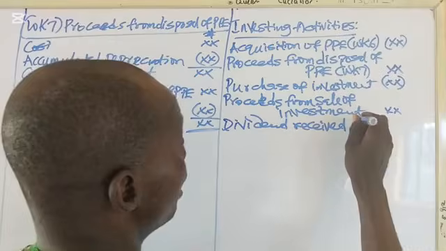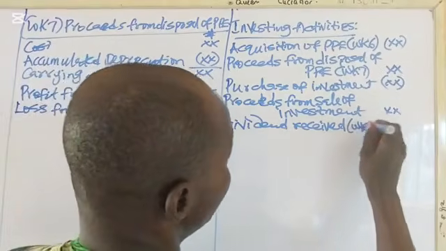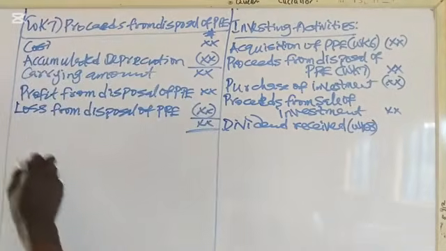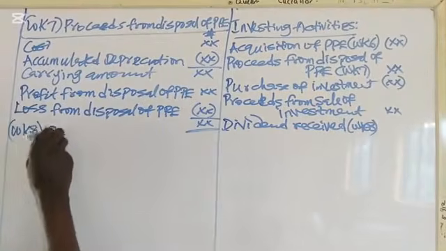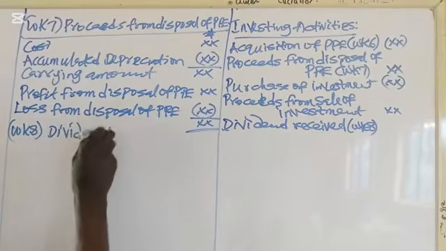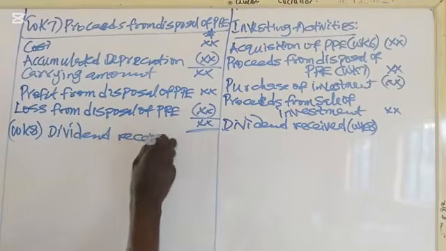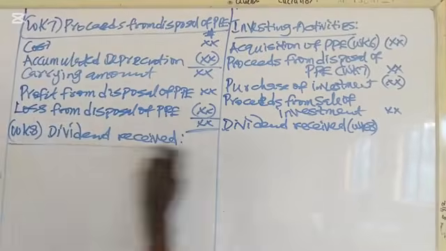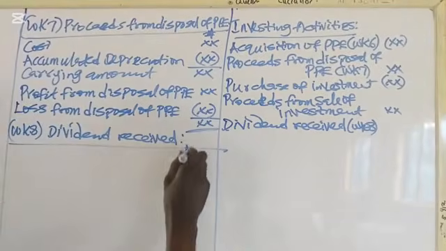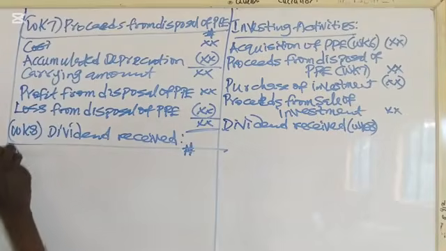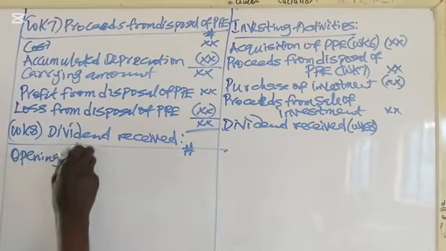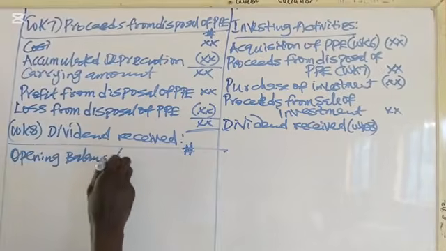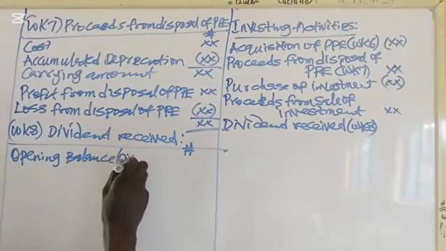That is working number 8. Dividend receipt, where it is not given directly, you have to look for it. Calculation of dividend receipt. As usual, you start with the opening balance. Opening balance. That is dividend receivable.